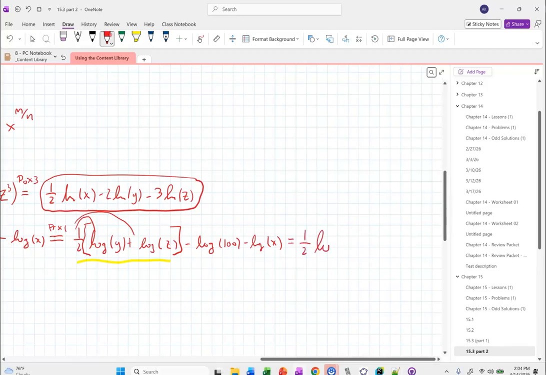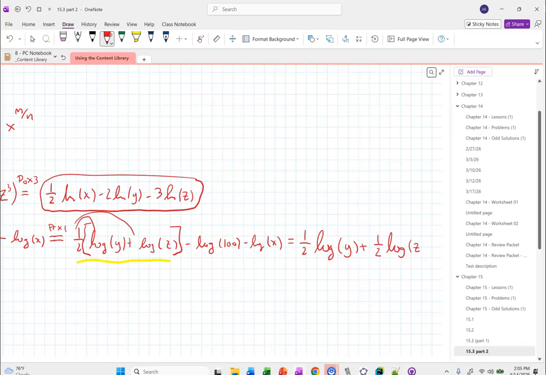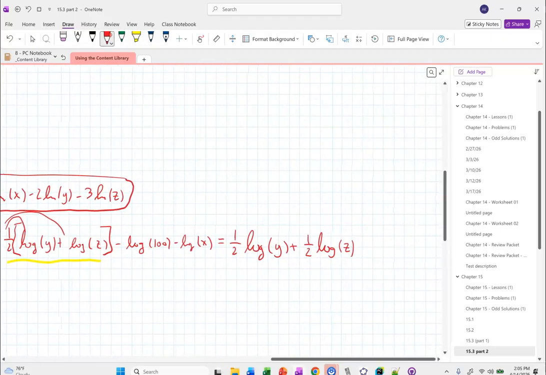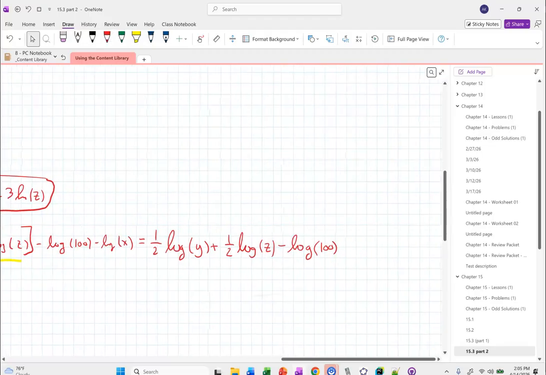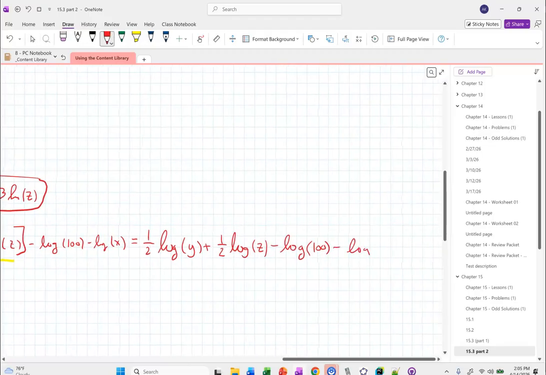Do you need to show the step that I just showed? No, you could go ahead and just write it as 1/2 log y plus 1/2 log z and not show that intermediate step. I'm doing that because it's notes. I'm going to show you that.